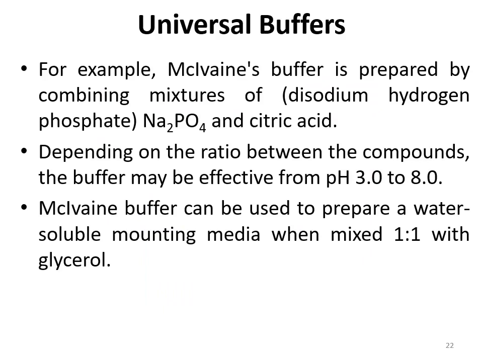Next example is McIlvaine buffer, which is prepared by combining a mixture of disodium hydrogen phosphate and citric acid. It depends upon the ratio in which you are combining citric acid and disodium hydrogen phosphate. The buffer may be effective from pH 3 to 8. A McIlvaine buffer can be used to prepare a water-soluble mounting medium when mixed 1:1 with glycerol. So it is usually used for specimens to mount them on the slide.